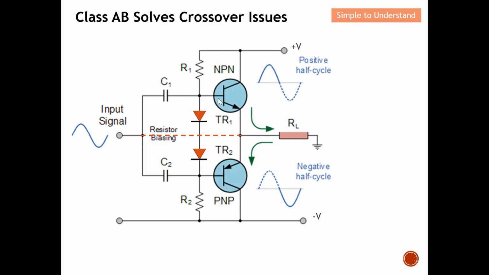Basically, this will ensure the transistor will be biased. And with this, you can imagine we will more or less eliminate this crossover issue. Over here, you can imagine that the output will have a very nice positive half cycle and also a negative half cycle. So with this, again, you can see that we make use of this class AB amplifier to resolve the class B issue of crossover.